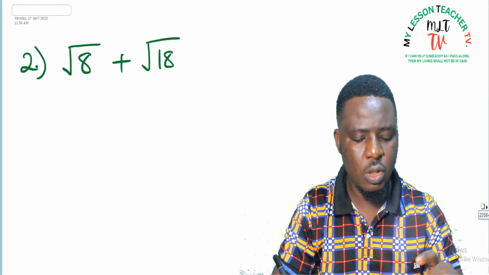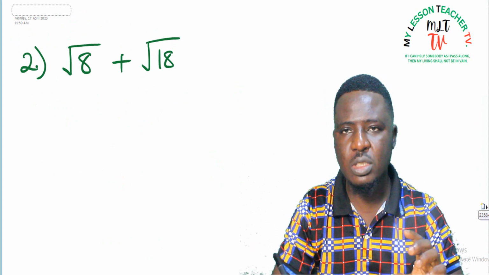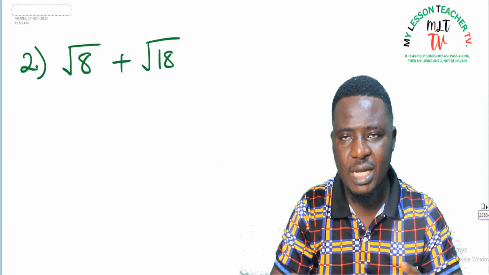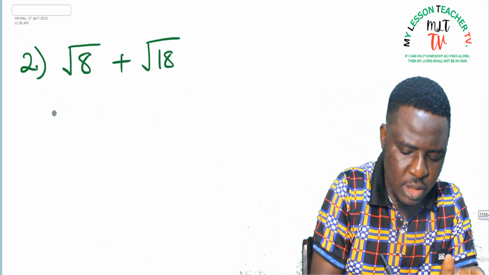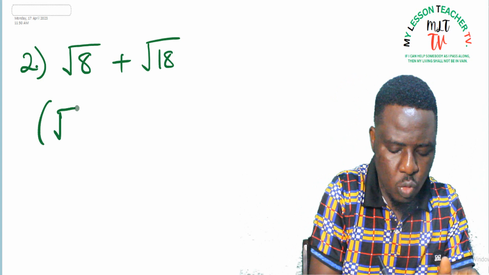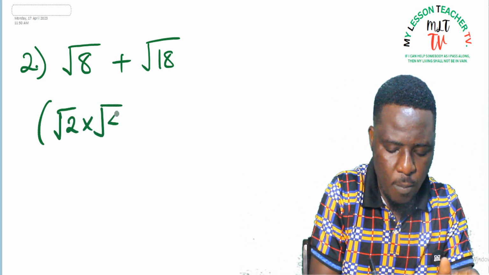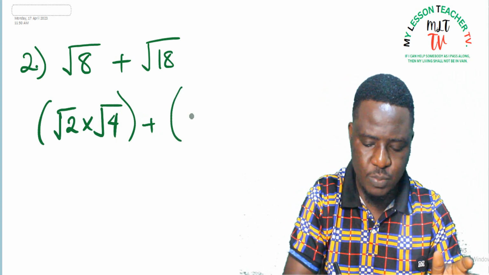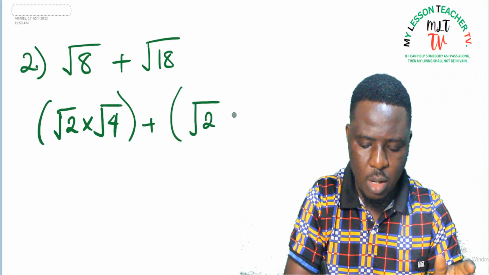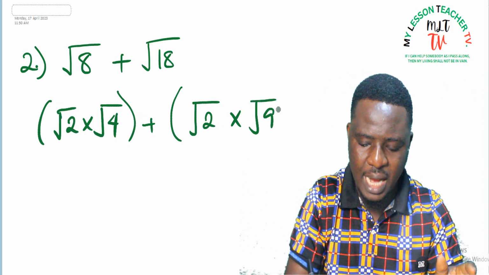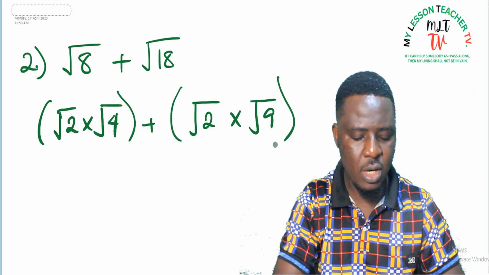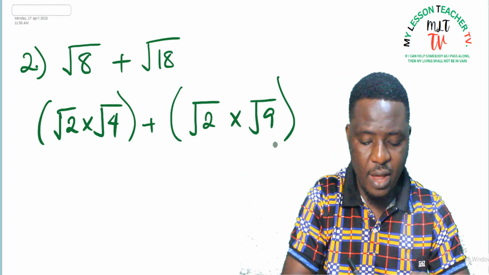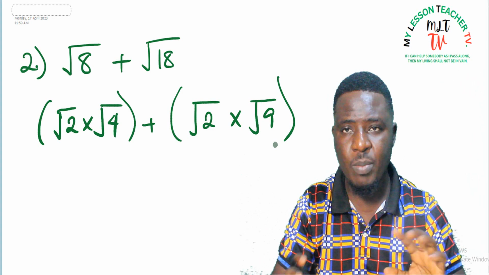Example 2. Root 8 plus root 18. Both of them can be expressed in their basic surd forms. And this can be said to be root 8 can be given to be root 2 times root 4 plus root 18 can be expressed as root 2 times root 9. For 2 times 9 will give you 18, while 2 times 4 will give you 8. So we can simplify it that way, where root 4 and root 9 are said to be perfect squares.